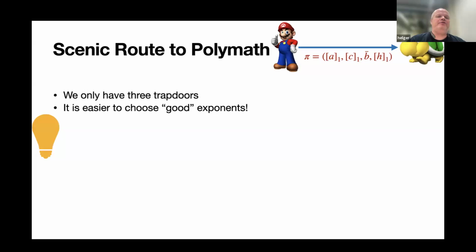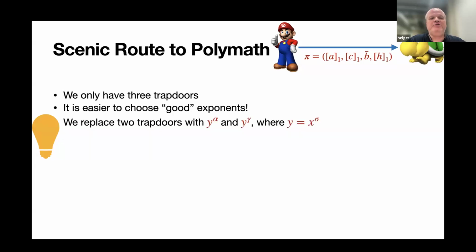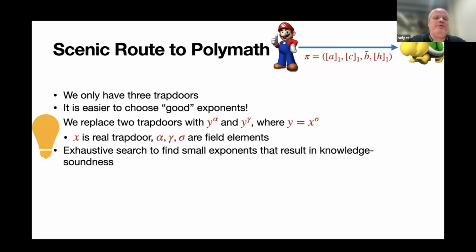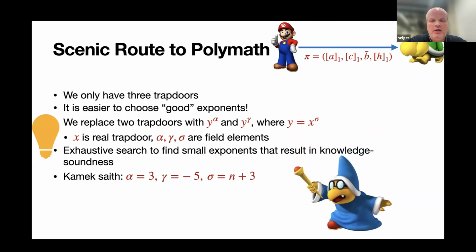So at this moment, we only have 3 trapdoors, and when you have fewer trapdoors, it's easier to choose good ones. So we replace 2 trapdoors with y to the alpha and y to the gamma, where y is x to the sigma. Here, x is a real trapdoor, and alpha, gamma, sigma are field elements. And as in the PKC 22 paper, we use exhaustive search to find small exponents that result in knowledge soundness. This exhaustive search basically recommended the following setting: alpha is equal to 3, gamma is equal to -5, and sigma is equal to n plus 3, where n is the circuit size.